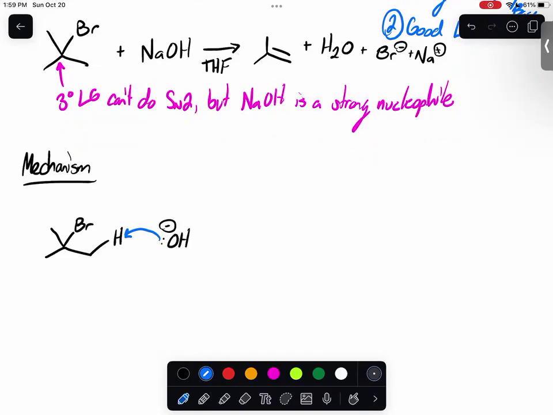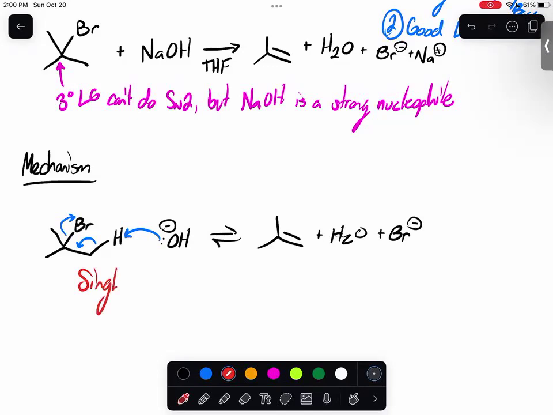From here, we're going to break the carbon-hydrogen bond and we want to form the alkene. But to form the alkene, we're going to have to get rid of something on the other carbon because it already has four bonds. And so the best thing to get rid of is, of course, the leaving group. And so what this ends up doing is it generates our product with the water and the bromide, right? And so this is a single step concerted reaction, right? One step just like SN2.